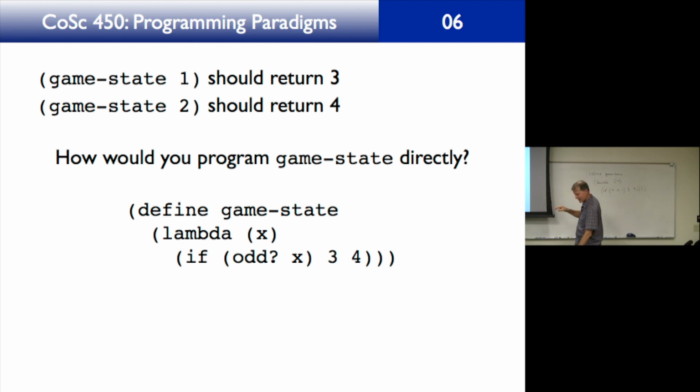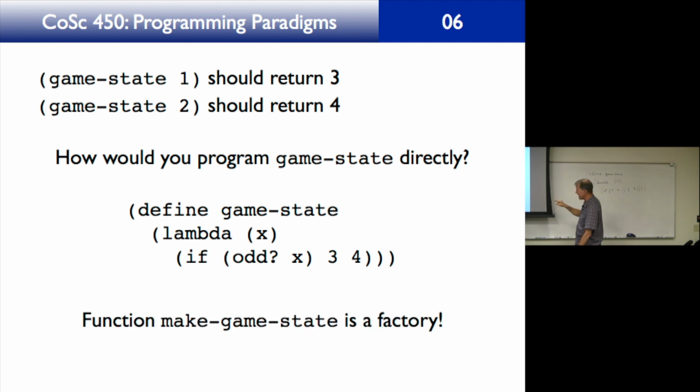But here's the question. Function make game state is a factory. And we've seen function factories before, right? It's functions that return functions. So this is so cool. I tell you, this book is a great book. This is really good. So function make is a factory. So tell me, how would you define, so here's the implementation.